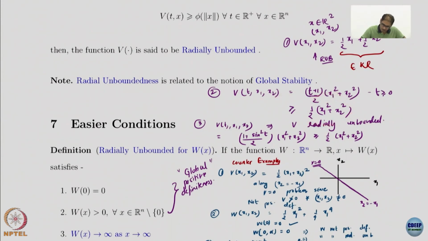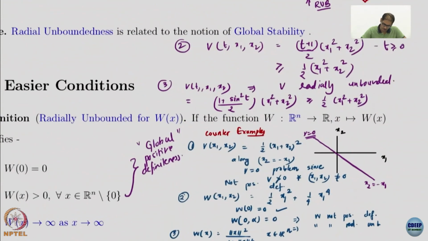In fact, you can also think of it differently. You can say that this is dominating a class K function and goes to infinity as x goes to infinity in any direction. So we are fine. Okay. All right.